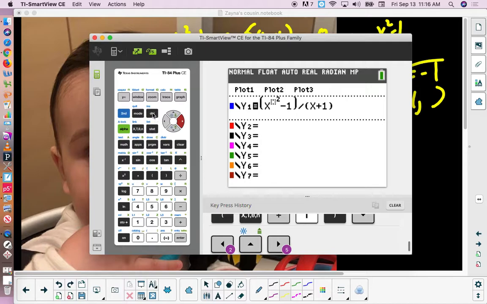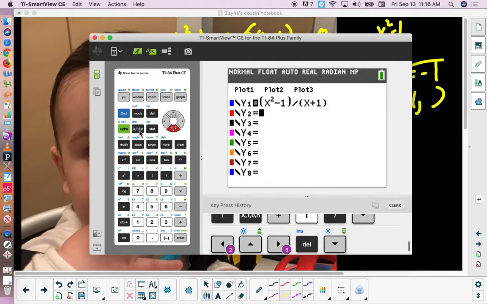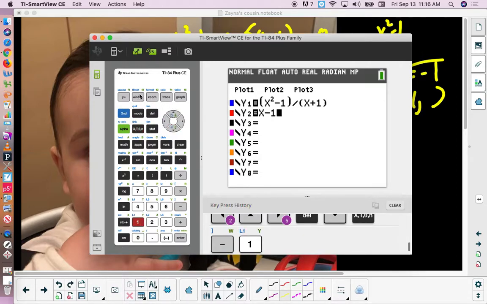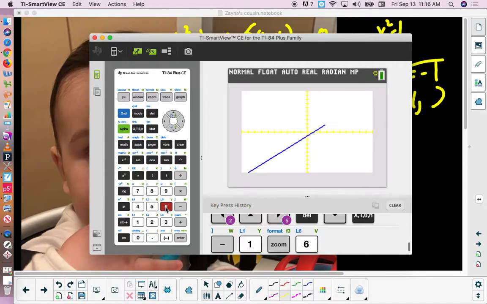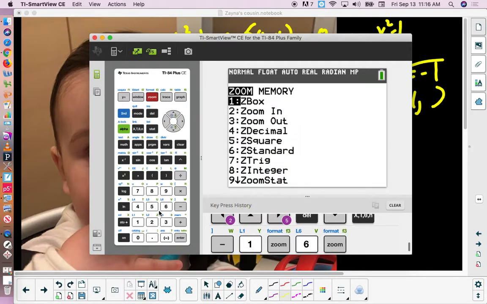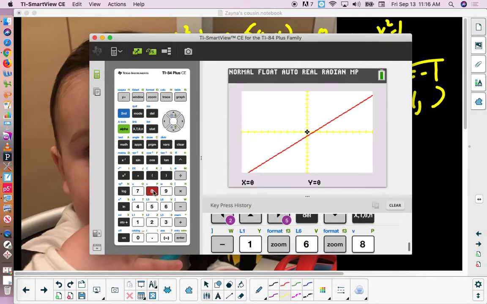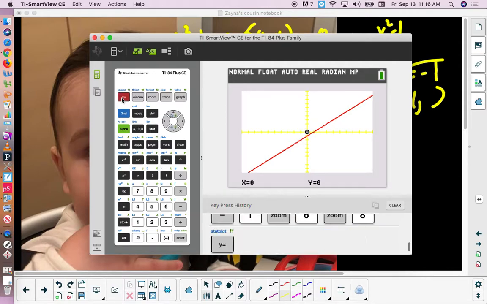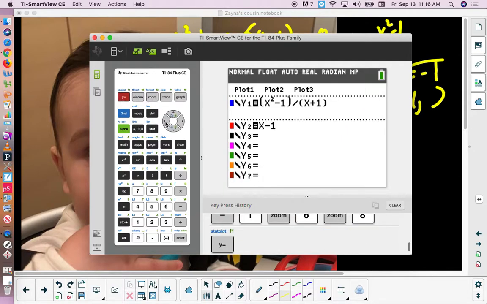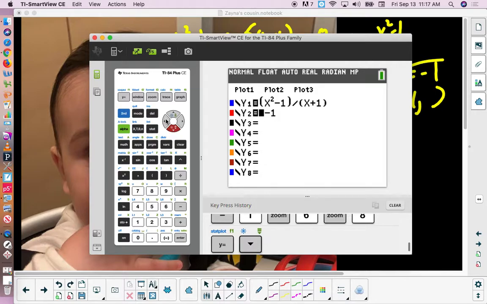Might just clear the whole thing out. That looks pretty good. All right. And then x minus 1. I guess I'm on probably a standard viewing window. There's one, there's the other, okay? Now I'm going to go to Zoom 8. Let's turn this one off. Okay.